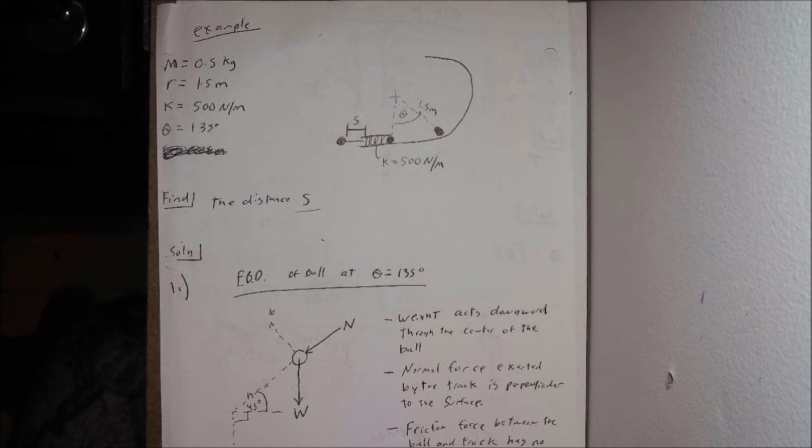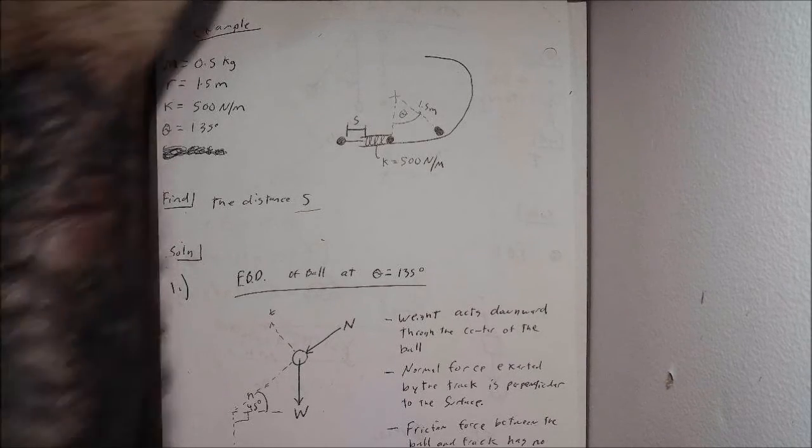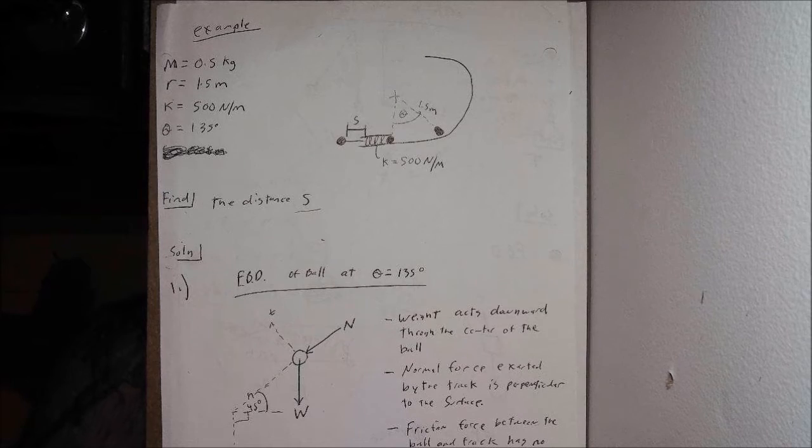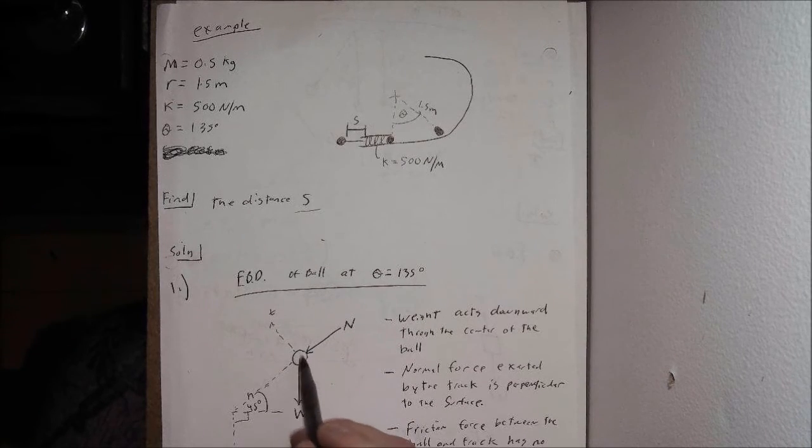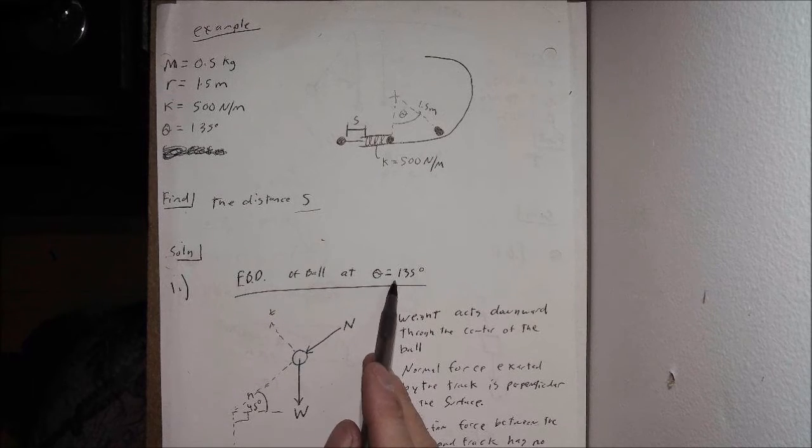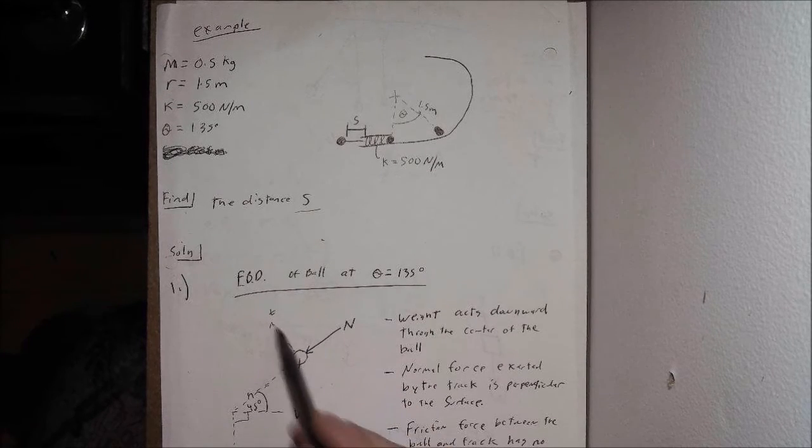So again, we recall back to our first slide, we had our plan of attack. The first thing in our plan was to come up with our free body diagram. So that's what we do right here. We have a free body diagram. So we can see, okay, we'll do this for our ball right here, at 135 degrees. So we can do our angles right here.